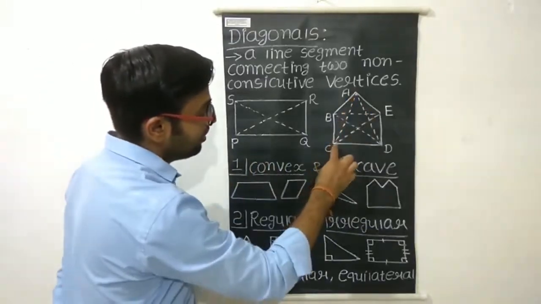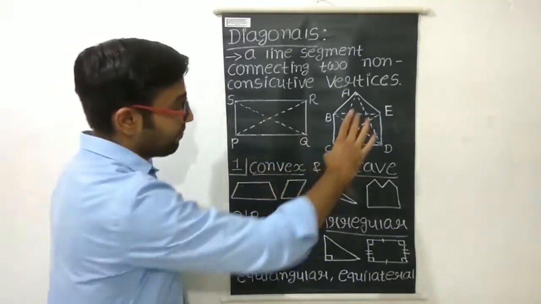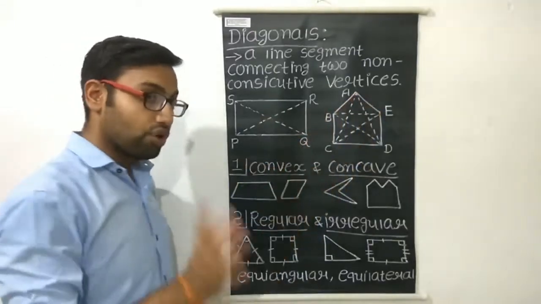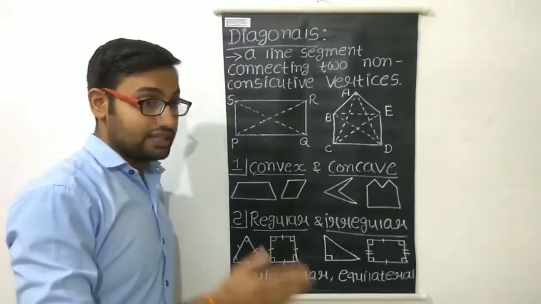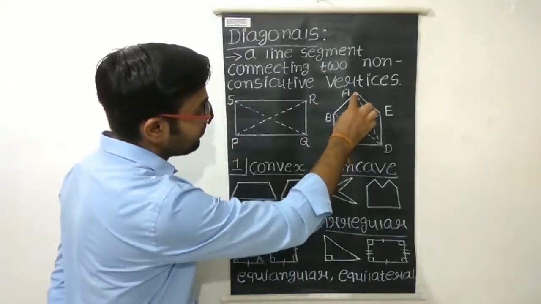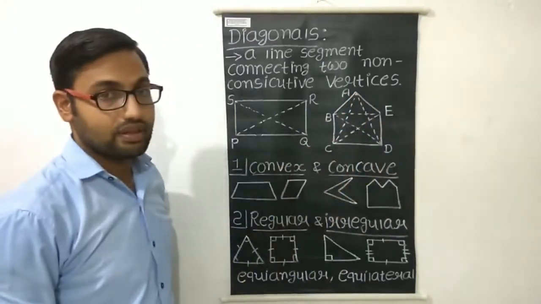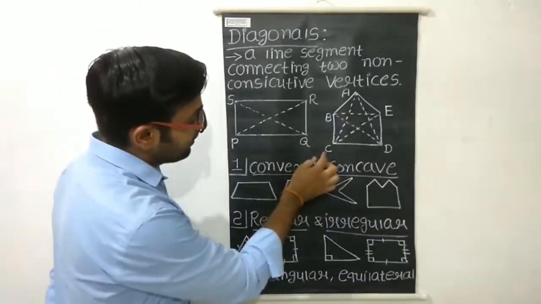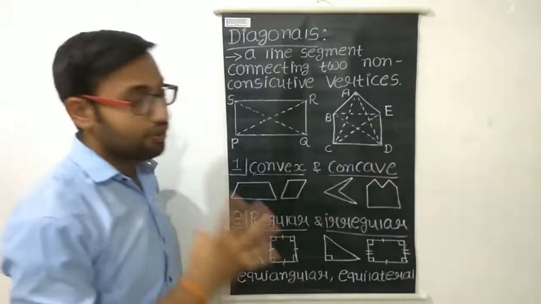Right? So in the same way, you can now consider how many diagonals the pentagon has. From each vertex, we can get two diagonals. But AC and CA are both called the same diagonal. We cannot classify them as two different diagonals. Okay? So how many diagonals do we get? 1, 2, 3, 4, 5. Five diagonals we get.